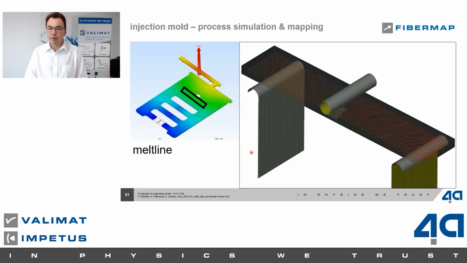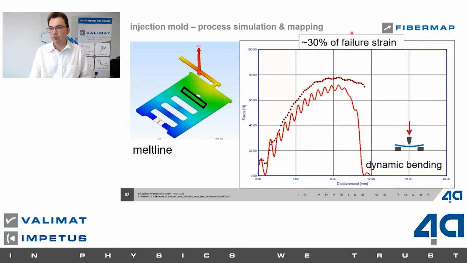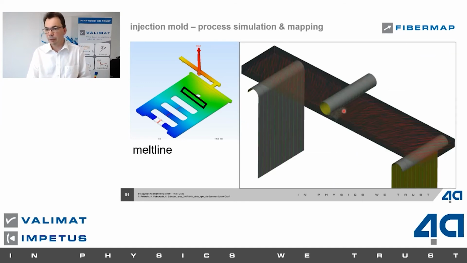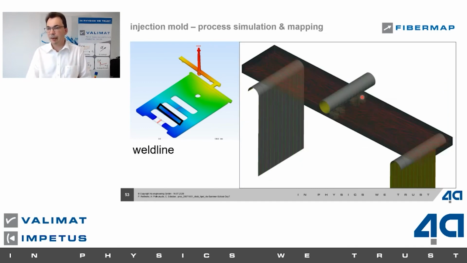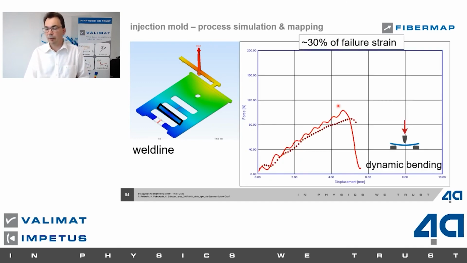We did the same then for this melt line. So you see here these different properties. We had to scale the failure strains around 30% in this region of the melt line. And using the same value here for the weld line, you can also describe this behavior quite well. So that's quite interesting, that these simple approaches, these engineering judgments, work quite fine to describe what is happening.